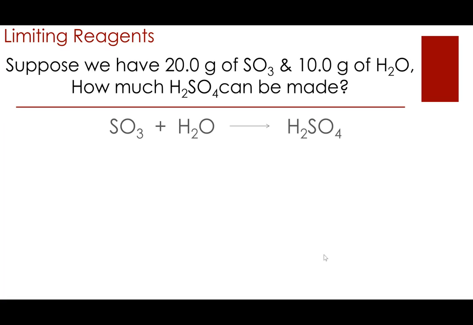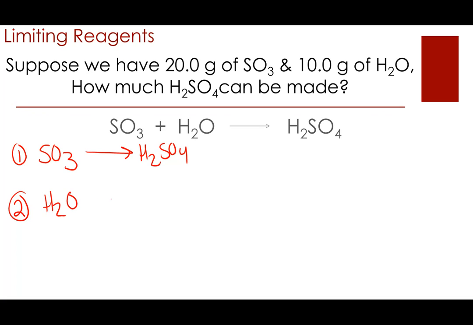We need to go through the full stoichiometry evaluation from SO3 to H2SO4. So step 1 is SO3 to H2SO4. And then step 2 is to go from water to H2SO4. And we're going to see which one is the limiting reagent. We're going to see which one limits us.